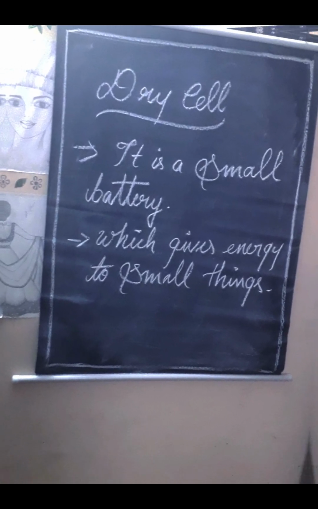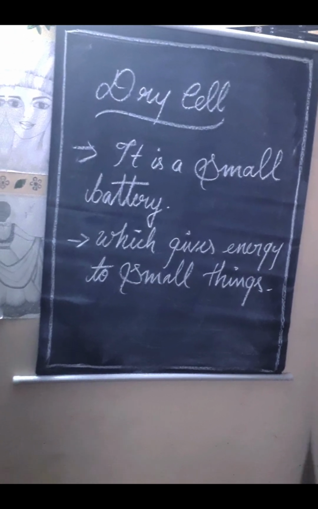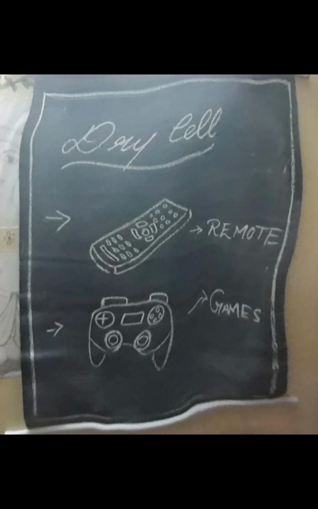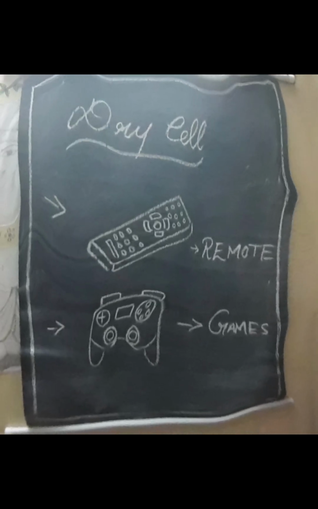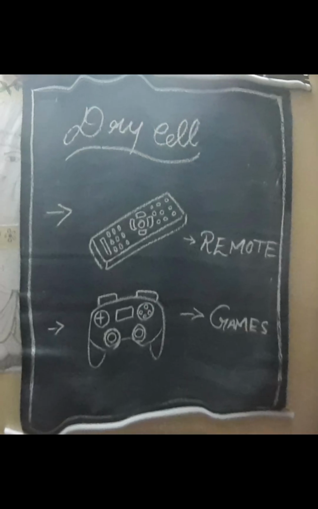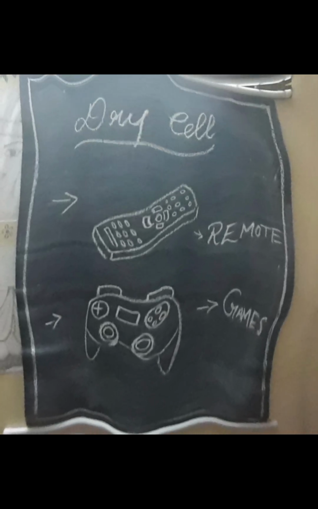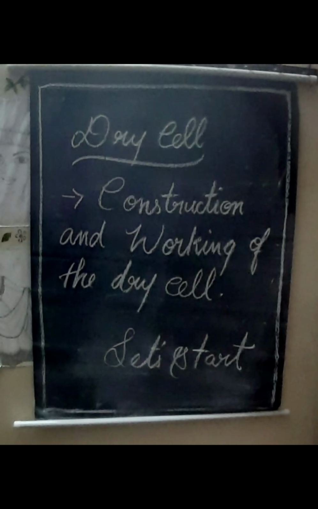Tell me, in which things can we insert the dry cell? Any guesses? Yes, it's right. First, remote and then games. I mean, toys. In these small things, we can insert a dry cell that gives energy to small things. Now let's see the construction and working of the dry cell.